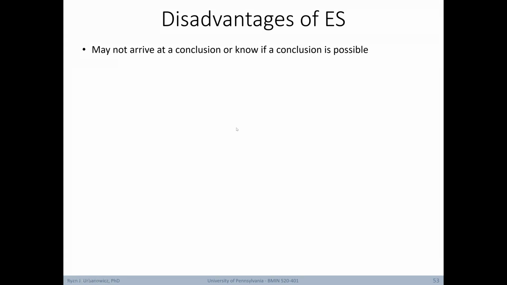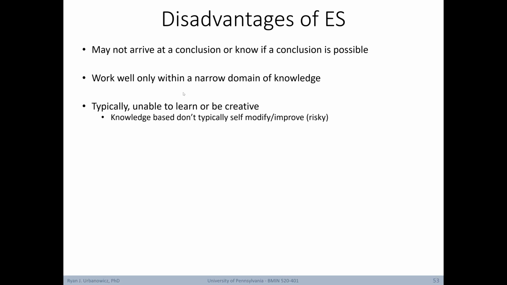Some other disadvantages of expert systems. First, they may not arrive at a conclusion or know if a conclusion is possible. However, this has been a common problem in reasoning so far throughout this course. Per their definition, expert systems also work well only within a narrow domain of knowledge. They're not really generalizable artificial intelligence systems. They're also typically unable to learn or be creative, as most knowledge-based systems don't typically self-modify or improve. The reason for this is that it is a very tricky thing to pull off, and therefore it's very risky in terms of potentially making really poor decisions unexpectedly.